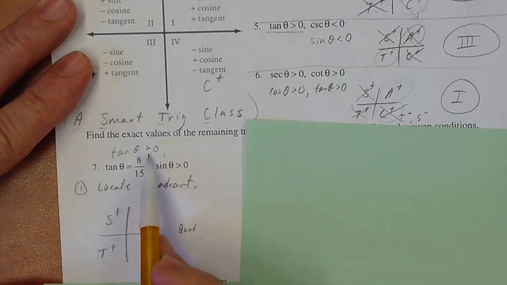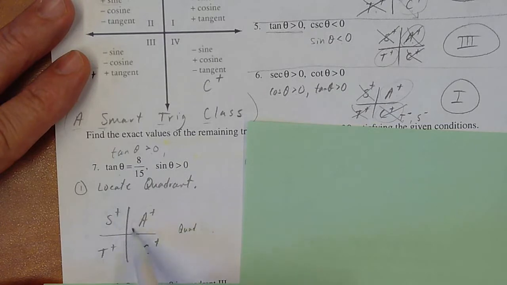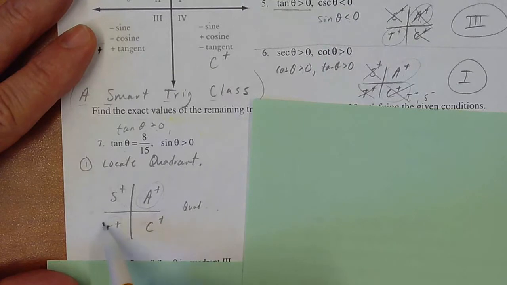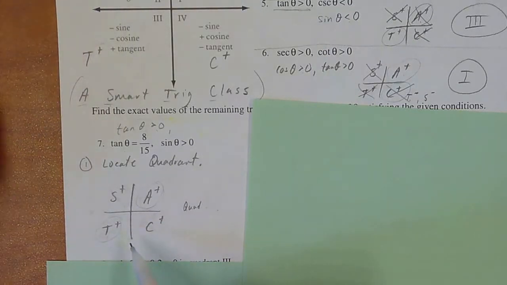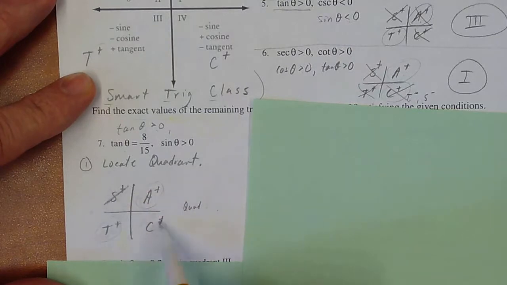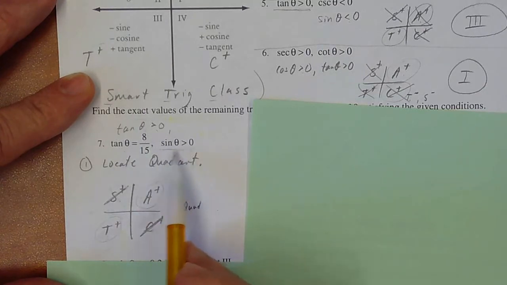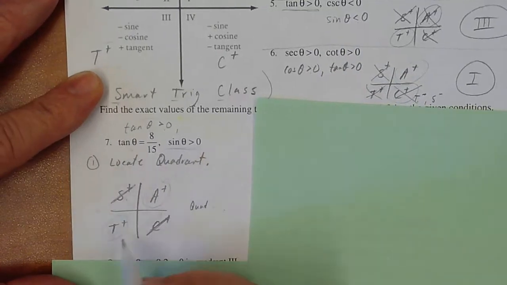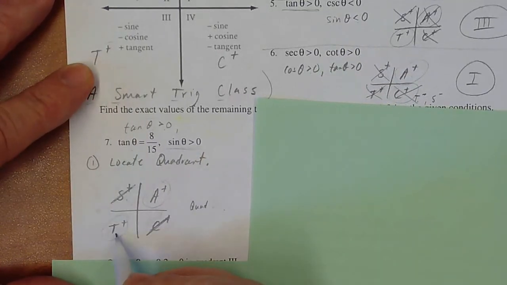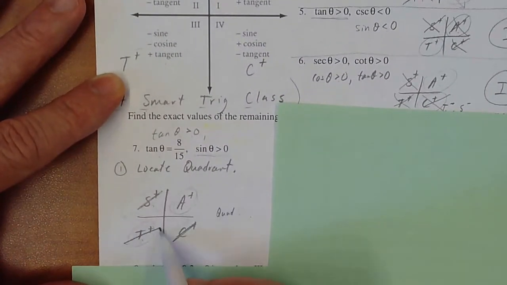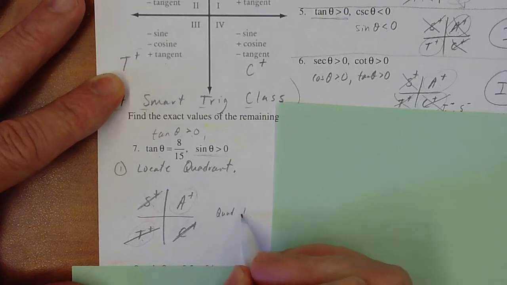Okay, so if tangent is positive, what are the possibilities for where the angle lies? It could land in the first quadrant because all are positive here. And it could lie in the third quadrant where only tangent is positive and the other two are negative. Okay, but it can't be in the second and fourth quadrant because tangent is not positive in those two, only here. Okay, let's go on to the next condition. Sine has to be positive. Well, now we can get rid of quadrant 3 because remember, only tangent's positive, sine's negative here. All right, so it can't be quadrant 3 as well. So it must lie in quadrant 1.